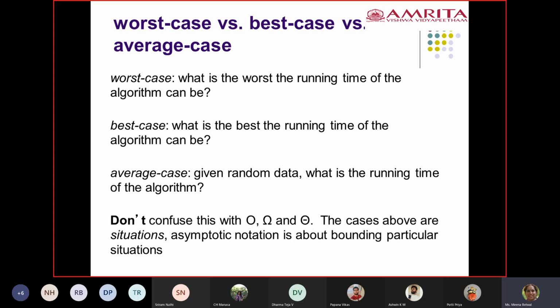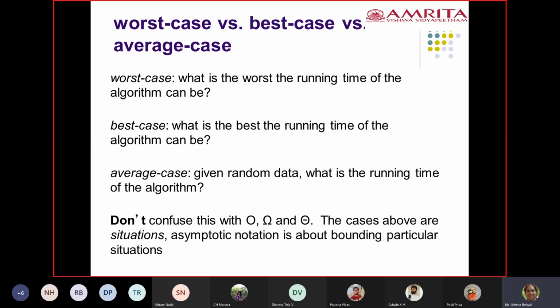No, that is not the purpose, right? We don't want to do that. So average case is given random data. Any random data I give, what will be the running time of the algorithm? For example, we had seen the case for finding the maximum element.